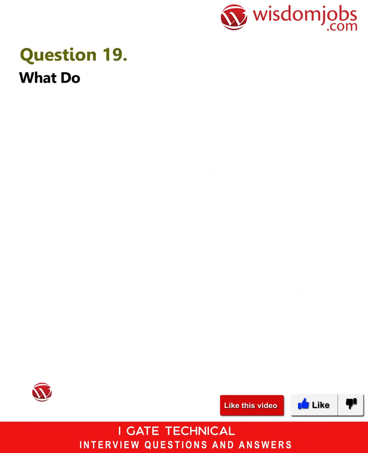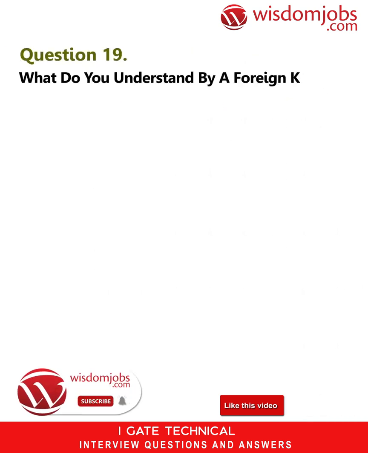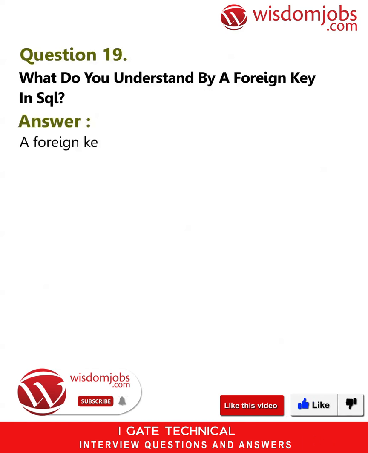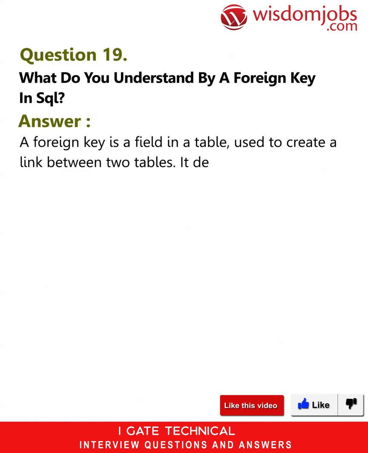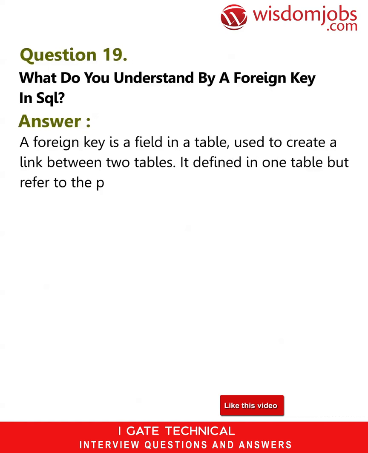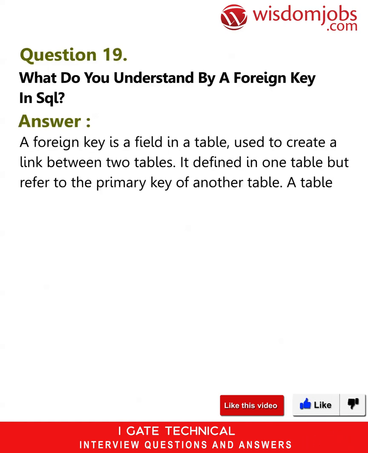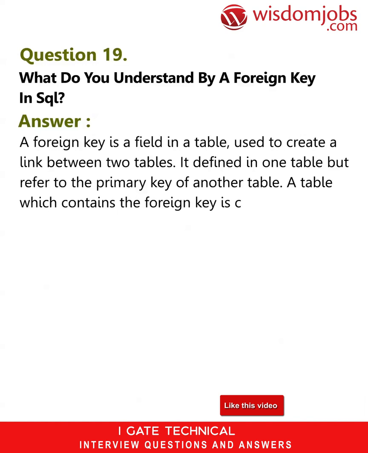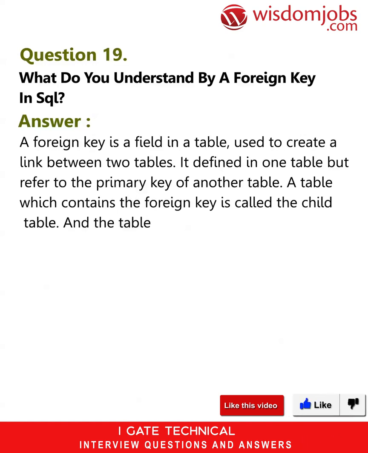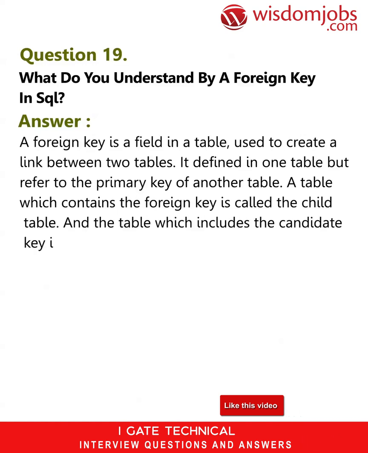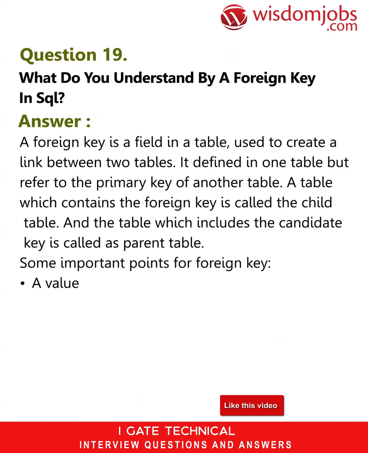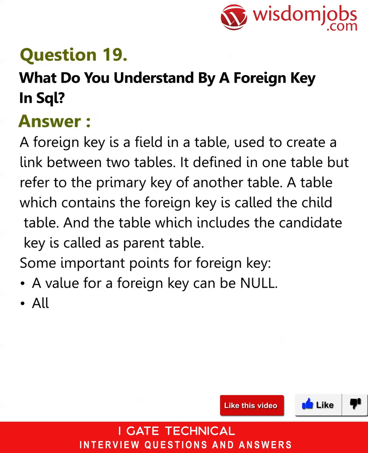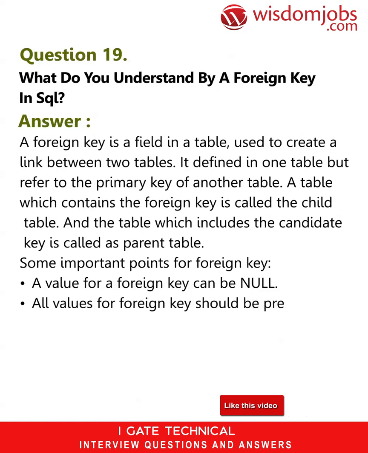Question 19. What do you understand by a foreign key in SQL? Answer. A foreign key is a field in a table used to create a link between two tables. It is defined in one table but refers to the primary key of another table. A table which contains the foreign key is called the child table, and the table which includes the candidate key is called the parent table. Some important points for foreign key. A value for a foreign key can be null. All values for a foreign key should be present among the equivalent values of a primary key.